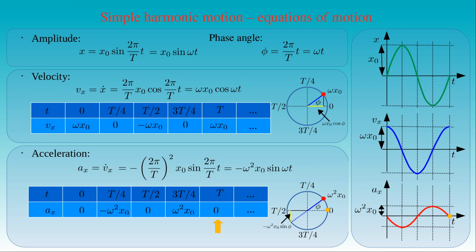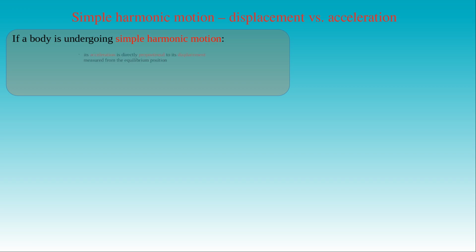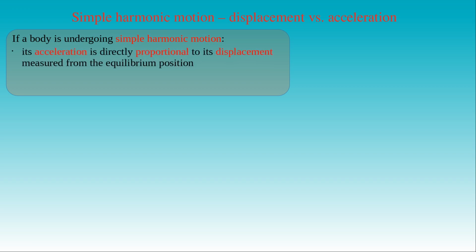If we compare the equations of motion or the graphs for the amplitude and the acceleration of harmonic motion, then we see that the acceleration can be expressed as minus 2 pi over the period squared times the amplitude x, or as minus the angular velocity omega squared times the amplitude x. That is, the acceleration of an oscillator is proportional to its amplitude, where the proportionality factor is minus omega squared. Then we can conclude the following. If a body is undergoing simple harmonic motion, then the acceleration of the body is directly proportional to its displacement measured from the equilibrium position, and it is always directed towards the equilibrium position.